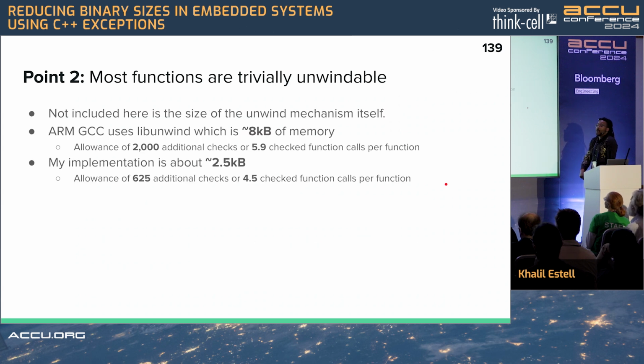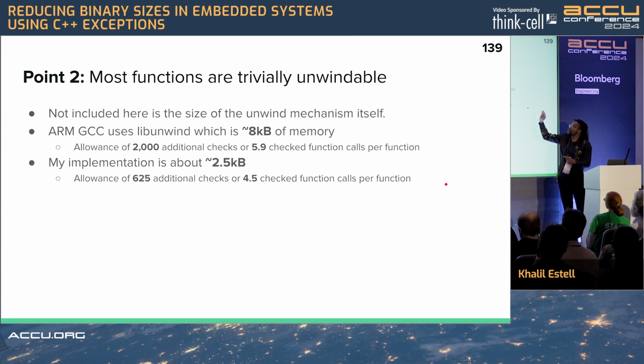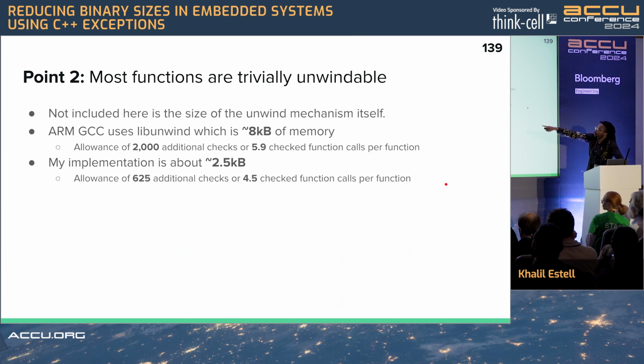I didn't include the unwind mechanism. GCC is around 8 kilobytes, so that would have included 200 additional checks. Fantastic. Now we can have 6 checked function calls per function. Or if you use my implementation, which is around 2.5 kilobytes, I'm still trying to get it smaller. Don't worry, I'll get there. You'll have 4.5 function calls per function that you're allowed before you've gone too far.